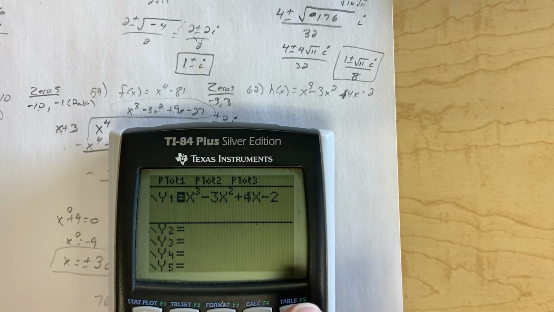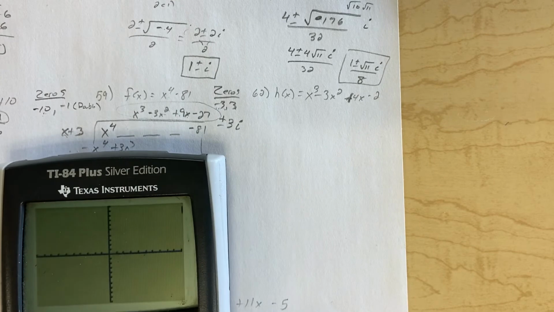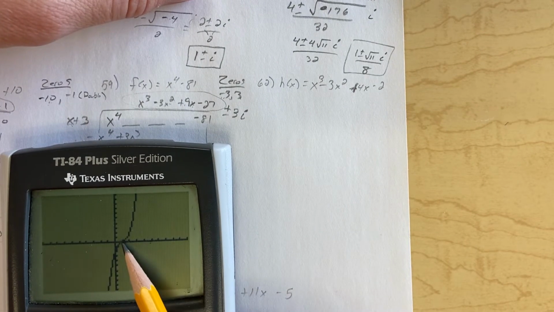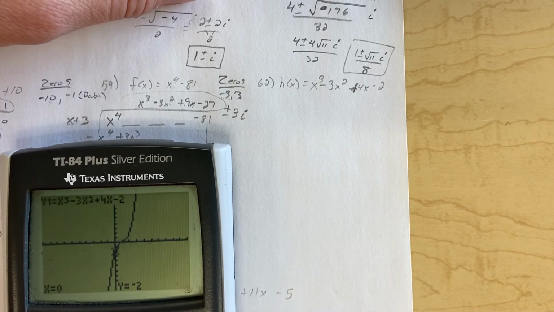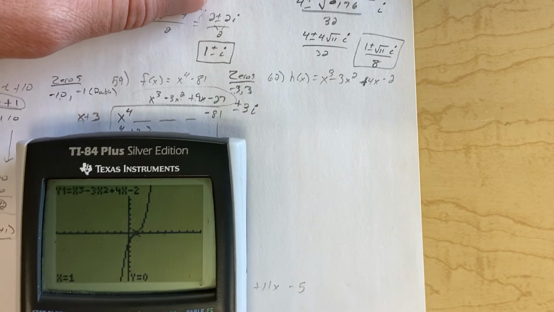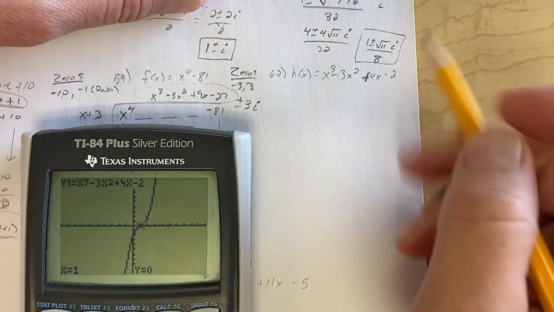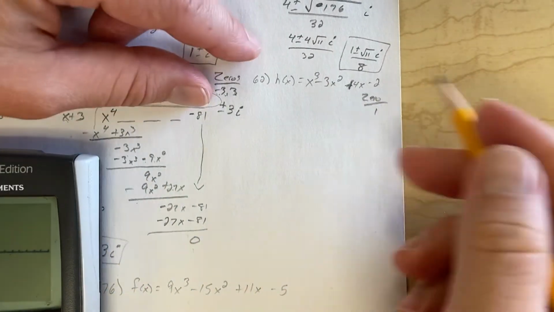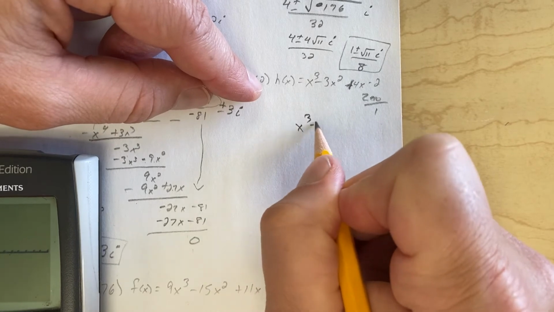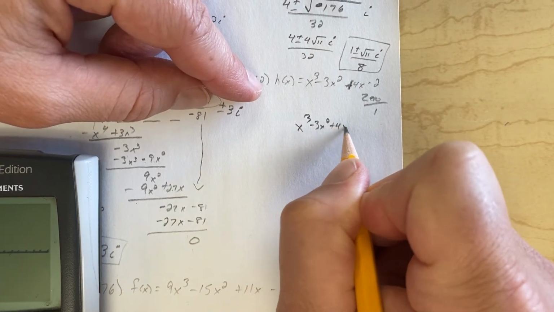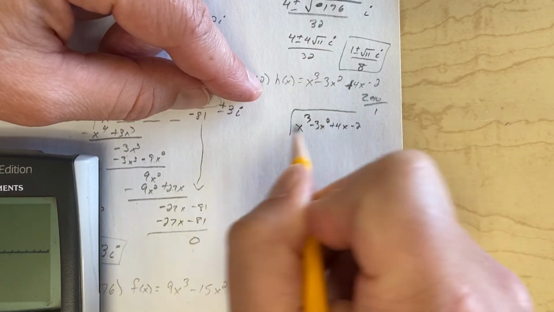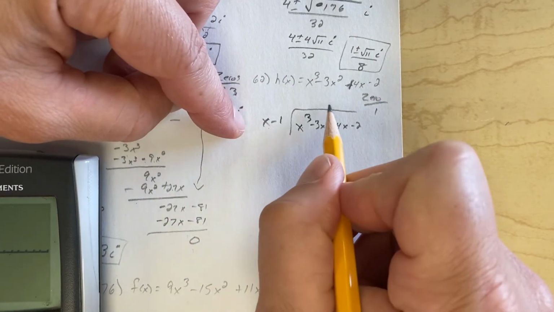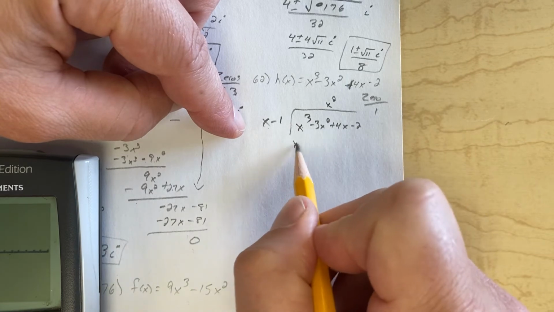All right, let's try this now. All right, a little better. Looks like it goes through 1. If I hit trace 1, sure enough, trace 1 gives us a 0. So we have a 0 at 1. All right, let's go ahead and work this out. So x cubed minus 3x squared plus 4x minus 2 divided by x minus 1, the factor that goes with that. x times x squared gives us that.